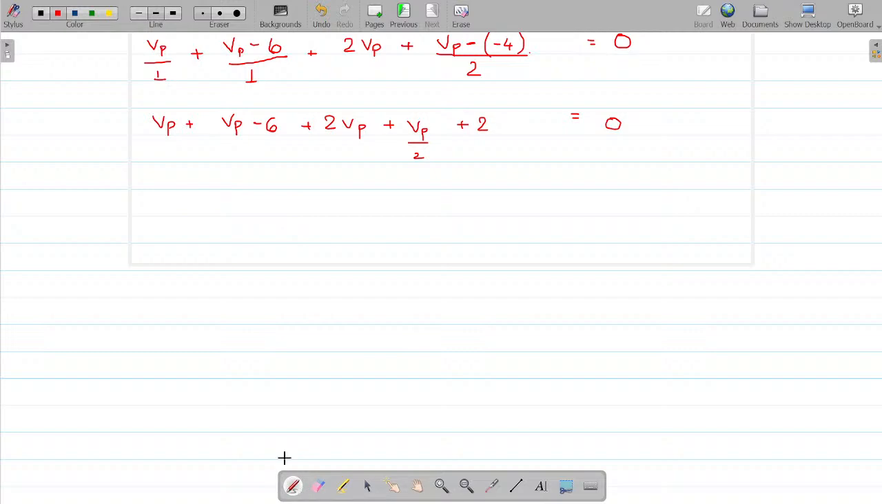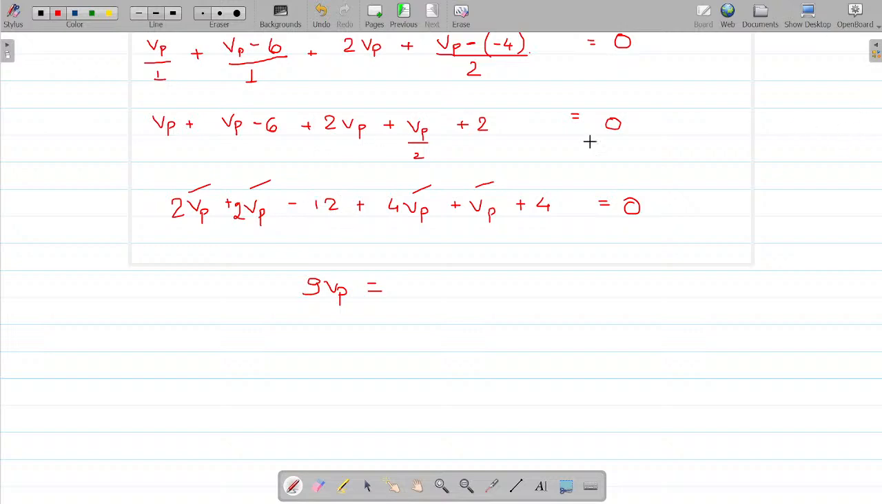Let us multiply the entire equation by 2. So this would be 2 times Vp plus 2 times Vp minus 12 plus 4 times Vp plus Vp plus 4 equals 0, right? 2 plus 2 is 4, 4 plus 4 is 8, plus 1 is 9 Vp. 9 Vp is equal to, minus 12 plus 4 is minus 8.